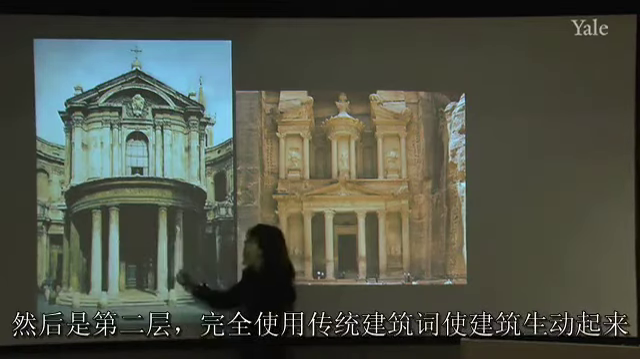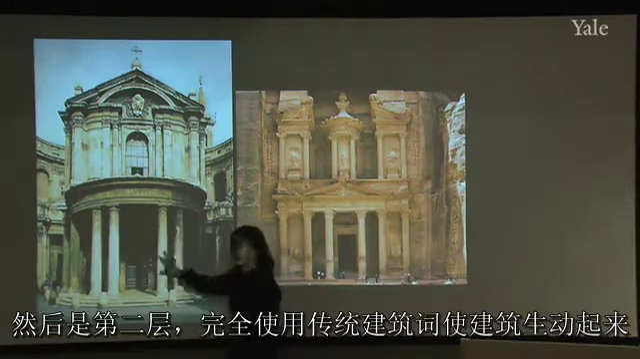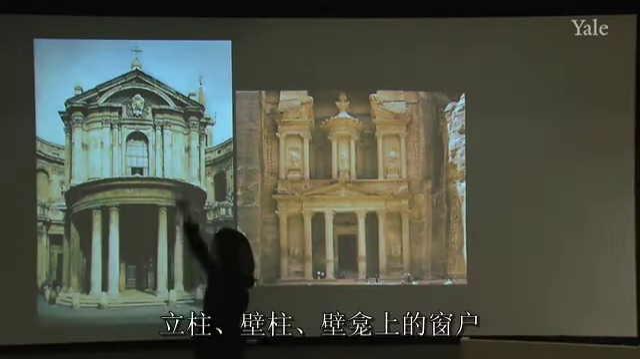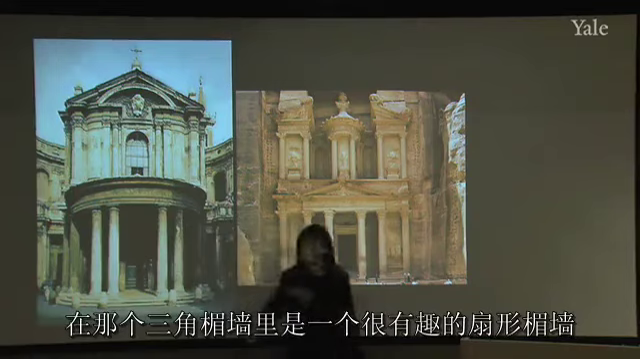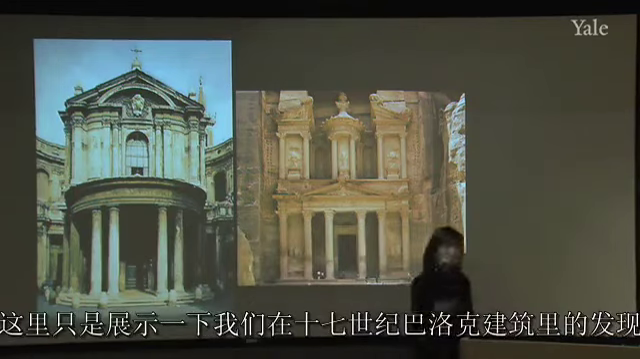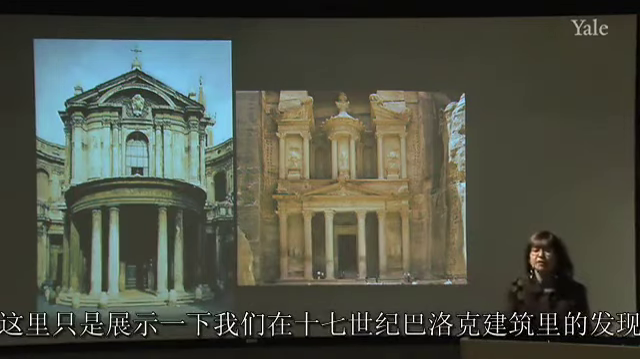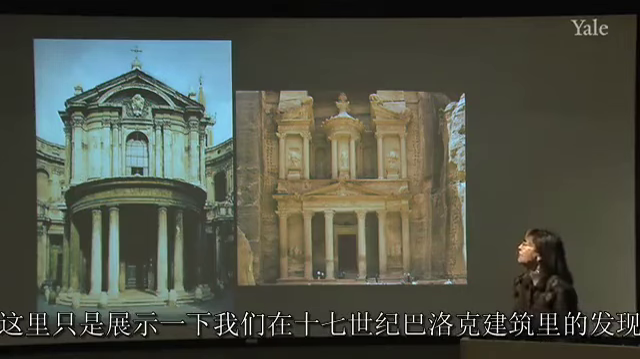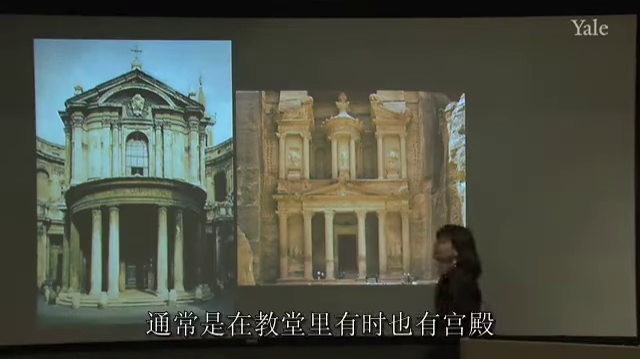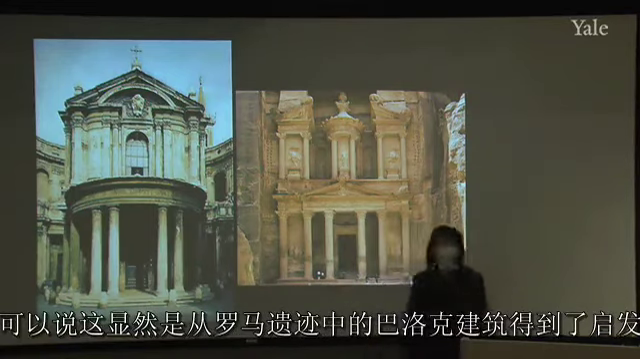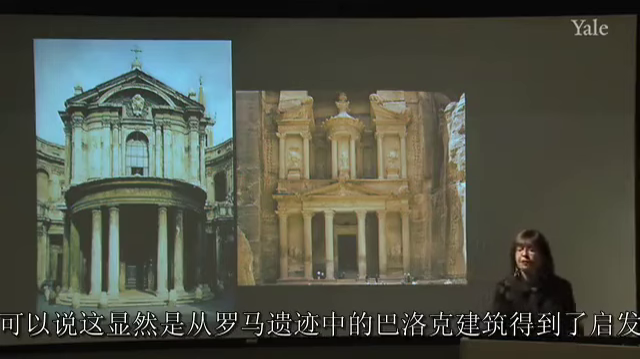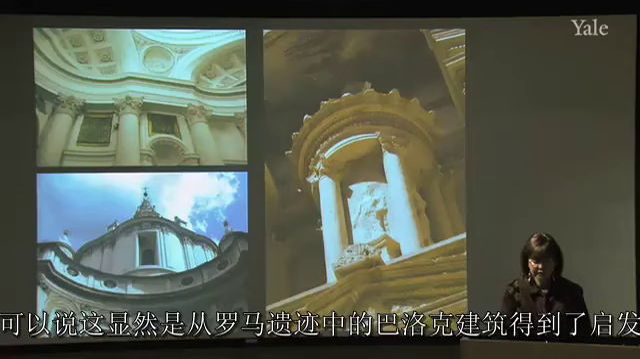All of this enlivened with traditional vocabulary of architecture, columns, pilasters, a window in the niche right up there, a very interesting segmental pediment inside a triangular pediment, just to show you that this kind of experimentation that we see in 17th century Baroque architecture, mostly in church building but also in palaces, is so clearly inspired, let's say, by the Baroque architecture of Roman antiquity.